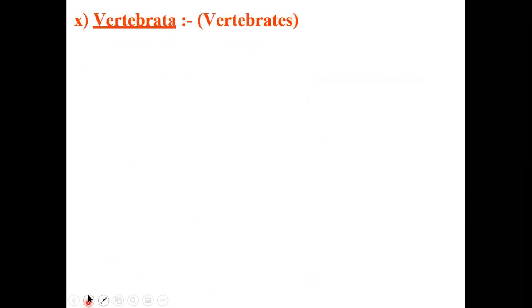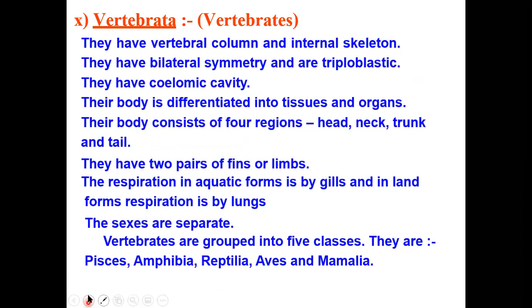Now we will discuss the Vertebrata. Vertebrata means vertebrates. They have a vertebral column and an internal skeleton. They are bilaterally symmetrical and have a triploblastic body. They have a coelomic cavity. Their body is differentiated into tissues and organs. Their body consists of four regions: head, neck, trunk, and tail. They have two pairs of fins or limbs.